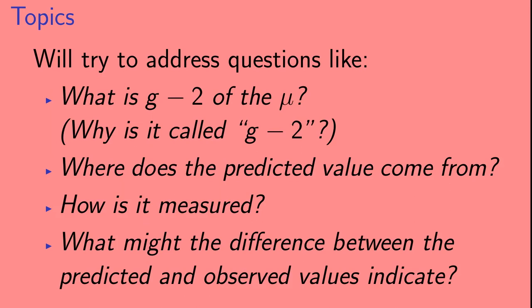So in this mini-series, we're going to try to address questions like the following. What is g-2 of the muon, and why is it called g-2? Where does the predicted value come from? How is it measured? What might the difference between the predicted and observed values indicate? And finally, when the Fermilab g-2 experiment releases their result, I'll try to make a video summarizing that.